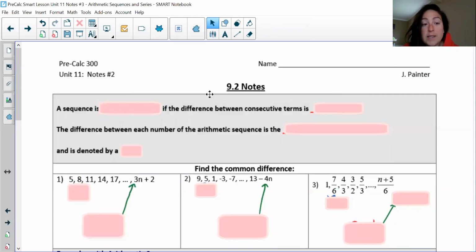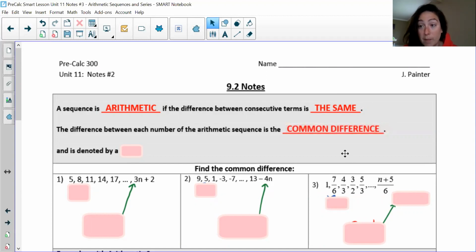So a sequence is arithmetic if the difference between consecutive terms is the same, is a constant. The difference between each number of the arithmetic sequence is called the common difference, and it's denoted by a D. This might sound familiar because you have done arithmetic sequences in Math 1. So let's find the common difference.